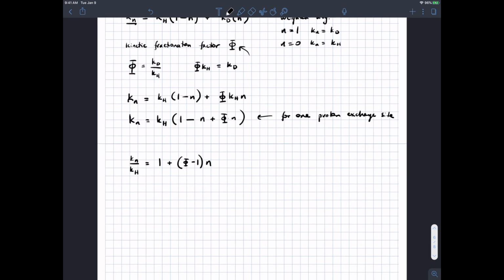And this expression makes sense. If n equals 0, then Kn equals Kh. If n equals 1, then Kn equals phi Kh, or Kd.